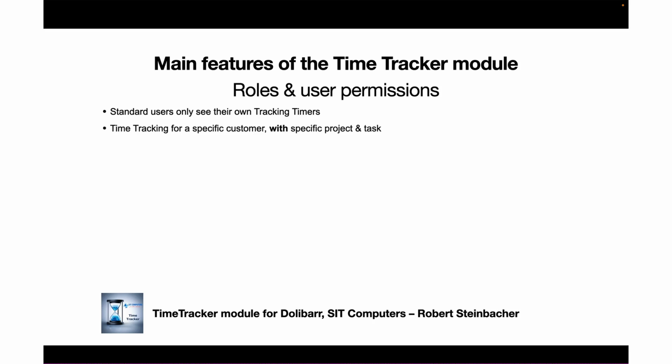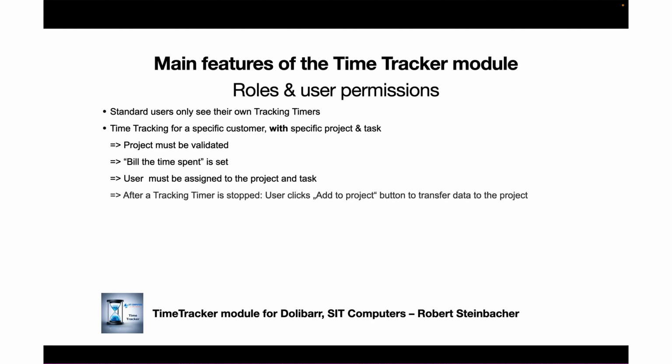This is the situation you saw before. John recorded a specific time working on a consulting project, and the project must be validated. Bill, the time spent is set. You saw that before, and the user John is assigned to the project and task, and then it's easy for him to add the data to the project. You saw that there's a button called Add to Project, and if the timer is stopped, there's an option to transfer the data from our time tracking module to the project.